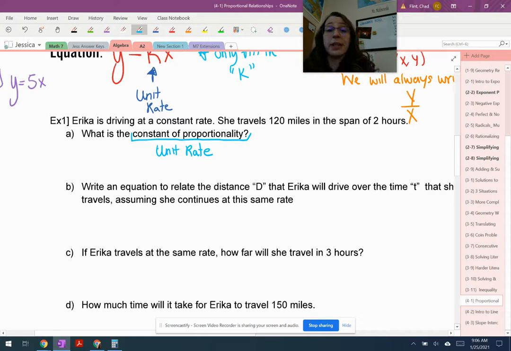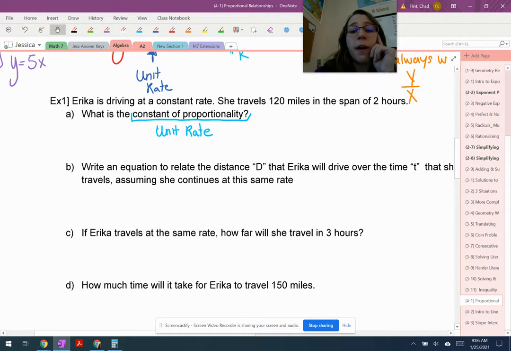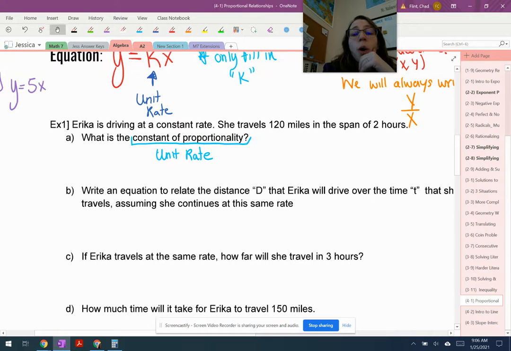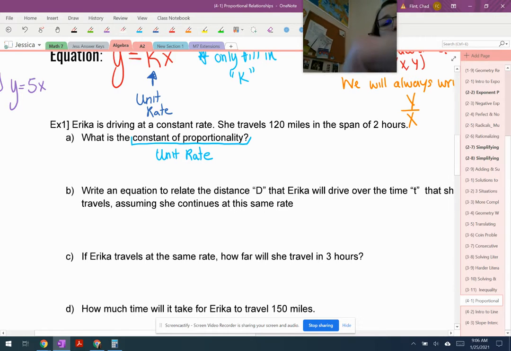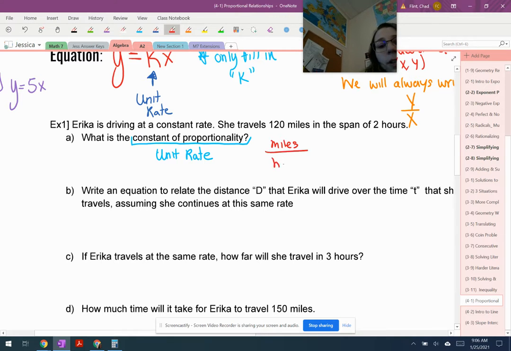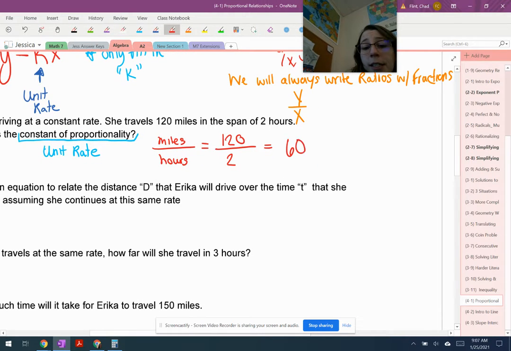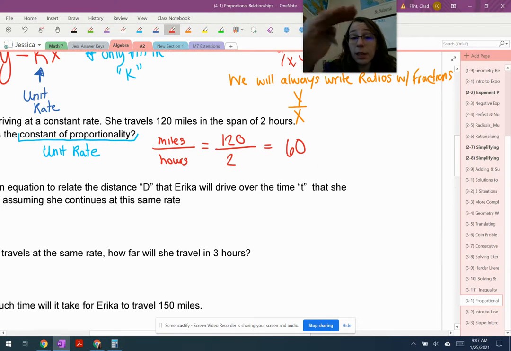What is the unit rate in this situation? So if Erica's traveling 120 miles in 2 hours, what makes more sense? Miles per hour or hours per mile? Normally, when we're doing that, we see miles over hours. So 120 on the top and 2 on the bottom would give us 60, and again, keep the labels.